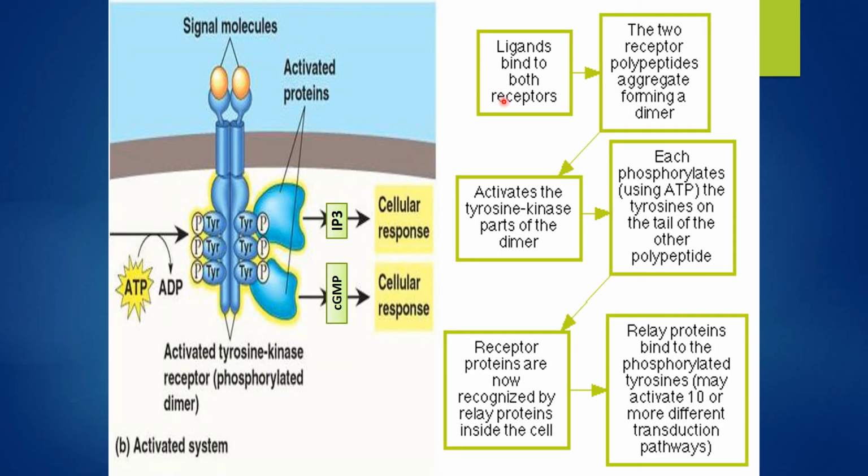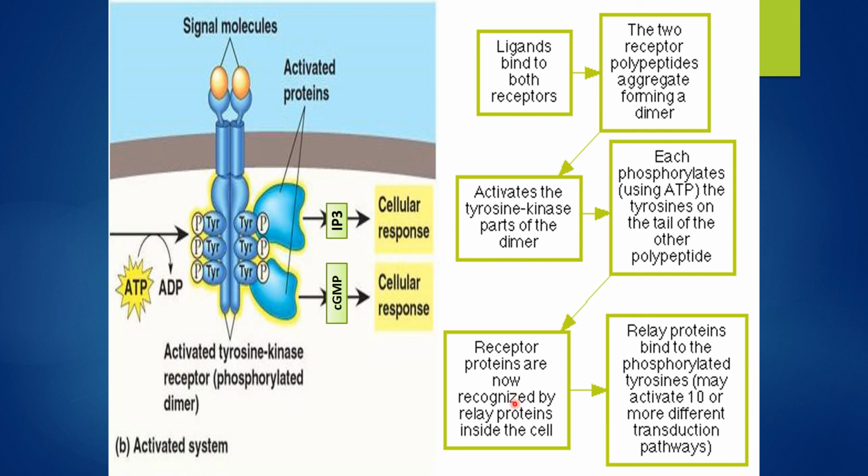The ligand binds to both receptors. You can see this is a transmembrane protein, a tyrosine kinase, so the extracellular part will be attached by the signal molecule. The ligand binds to both receptors, and the two receptor polypeptides aggregate, forming a dimer, which activates the tyrosine kinase part of the dimer. So when it is combined, the tyrosine part will be activated. Each phosphorylates, using ATP, the tyrosine on the tail of the other polypeptide. So the action will be modulated by ATP. So it is an energy-needing process.